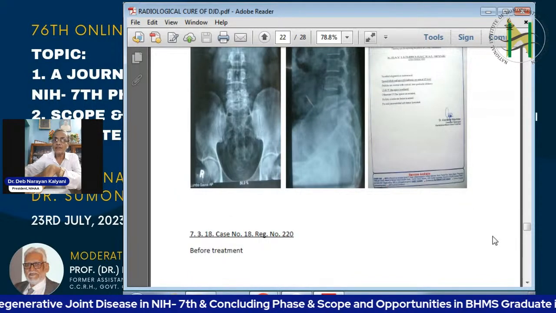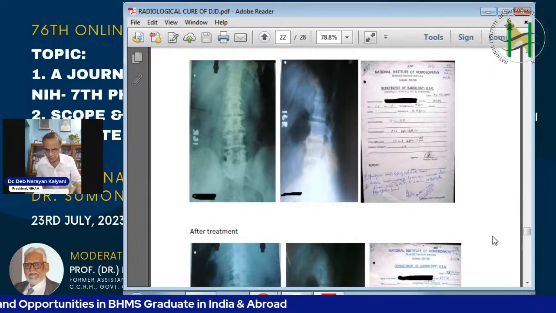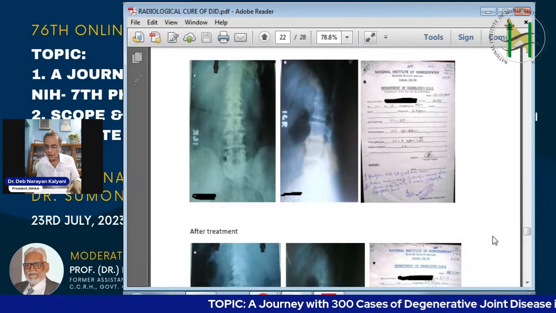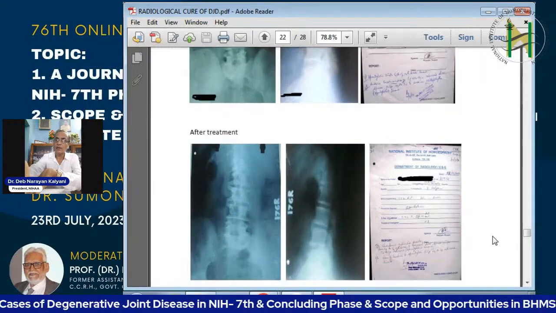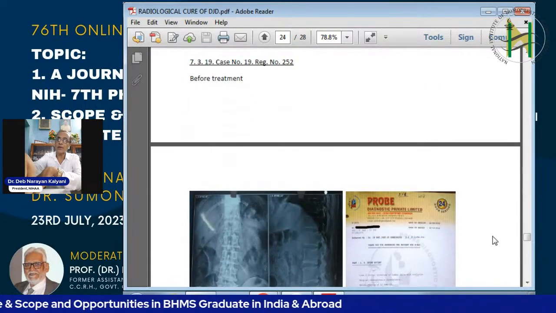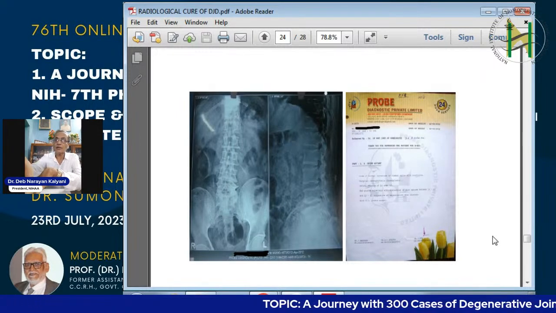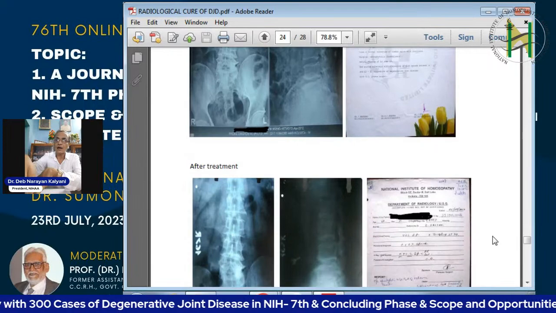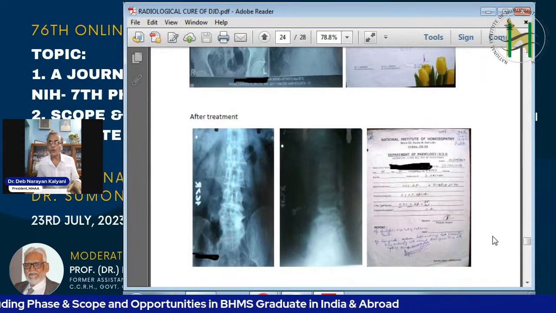Case number 18, again a case of osteophytes. The drug was Calcarea fluorica. Documents were 6. Only 8 times he had to come. After treatment, curing of the pathology, bony pathologies. In many reports, we'll see some other changes, except this particular change that has been mentioned here. This is before treatment. Case number 19, after treatment, normalization. This was also a case of osteophytic changes. Fluoric acid was the drug.